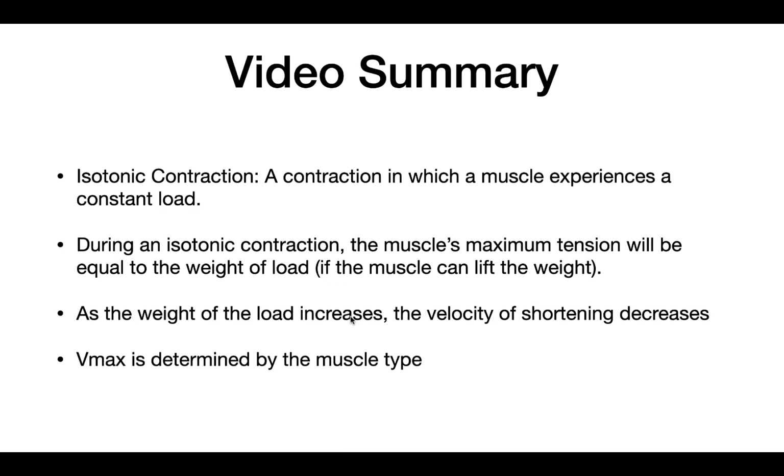So in summary, we talked about what an isotonic contraction is. We talked about what force looks like during an isotonic contraction, so how much force is generated during an isotonic contraction. We talked about how velocity of shortening and weight of the load are related to one another. And lastly, we talked about how Vmax is determined by muscle type. So I hope this video helped you understand what isotonic contractions are, and I hope to see you in the next one.